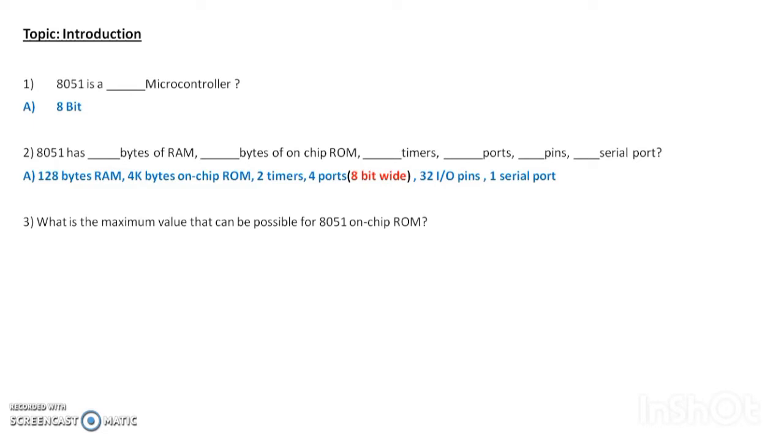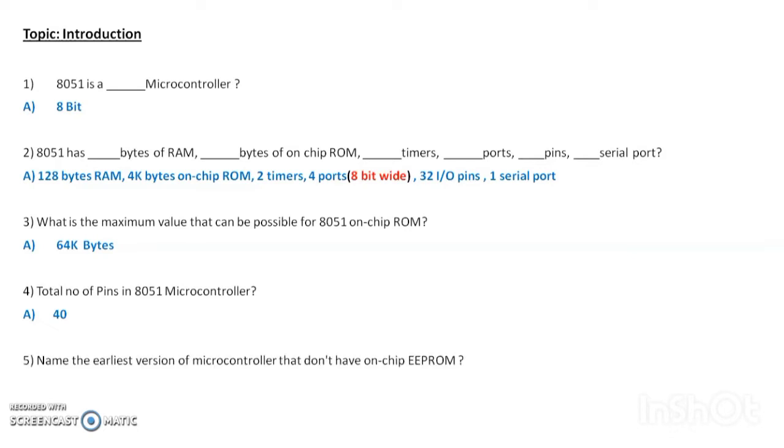Bit number 3, what is the maximum value that is possible for 8051 on-chip ROM? Basically we have only 4K bytes of on-chip ROM, but if we want to extend it, we can extend up to 64K bytes. Bit number 4, total number of pins in the 8051 microcontroller. The answer will be 40. As I told you earlier, 8051 is a 40 pin 8-bit microcontroller. So 40 pins and 8-bit. Try to make a note of it.